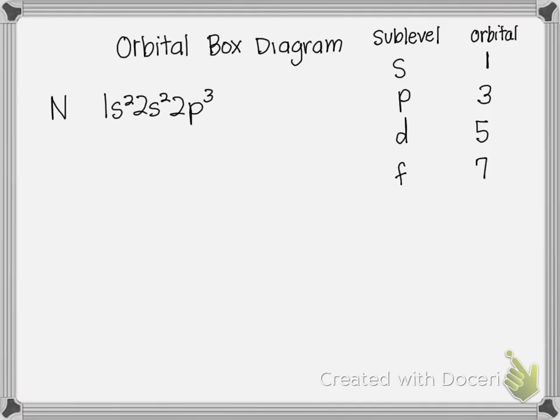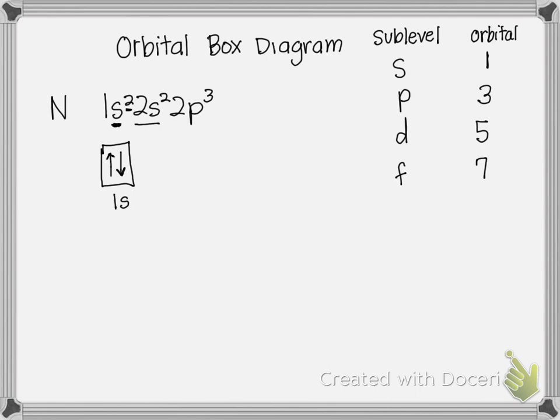So how I envision orbital box diagrams is as a picture using boxes and arrows of an electron configuration. So if I have an S, that will have 1 box. And then the 2 says I have 2 electrons, so I have 2 arrows, one pointing up and one pointing down. Now I like to write which sublevel it's in. A lot of people don't. They just leave it blank, but it helps me see. So that's what 1s would look like.